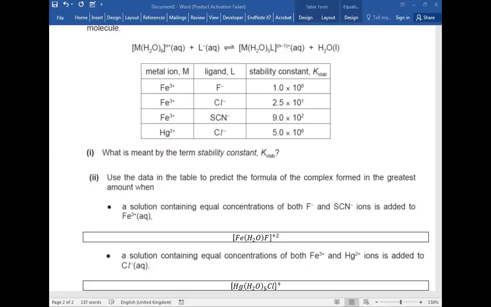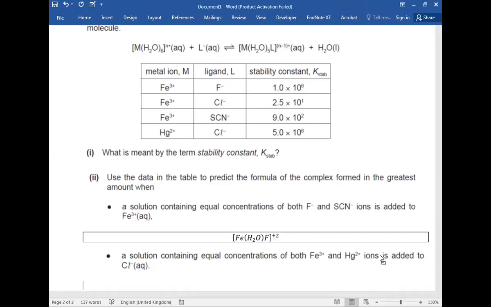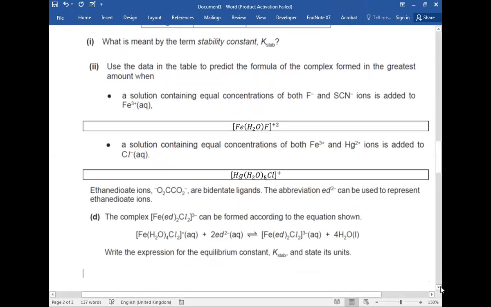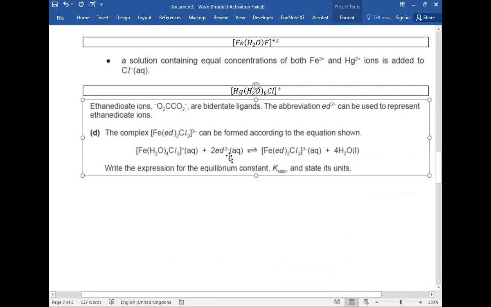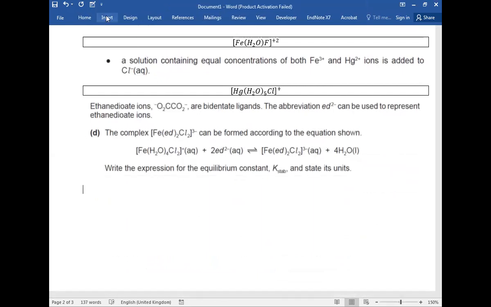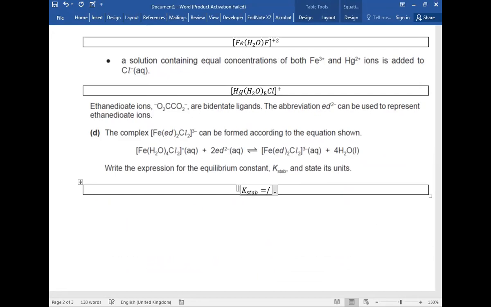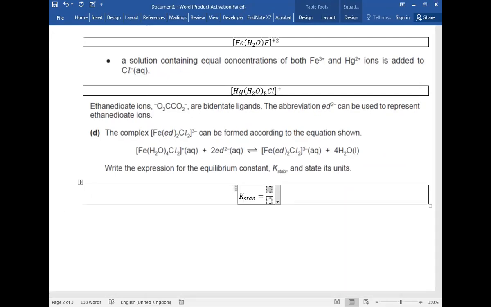Let's look at the next part too. Yes. Now how do we find Kc? The expression for Kc is all we need.